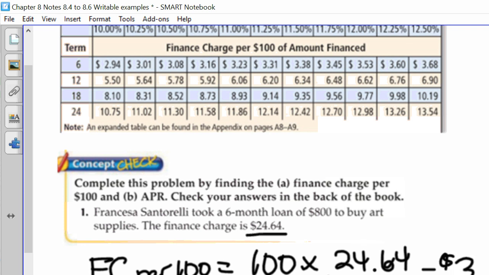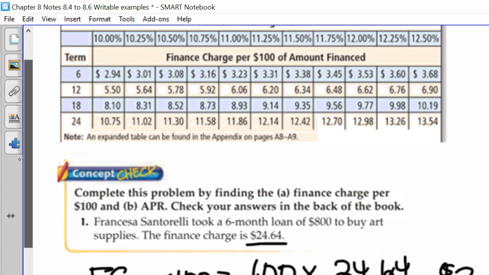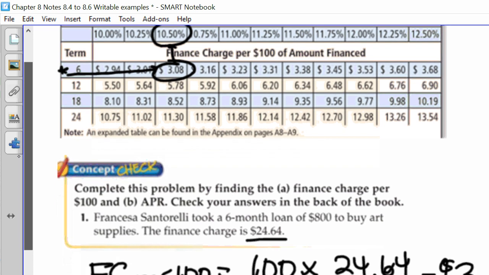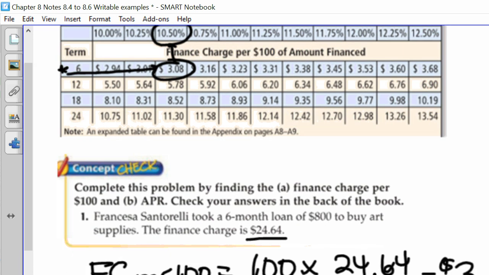Okay, because we're trying to find the APR, we take our information, 6 months long, which is right here, and we want to look for $3.08. Oh, that's right here. So we see that our annual percentage rate is 10.50%. Easy peasy. All we have to do is look it up in my chart.